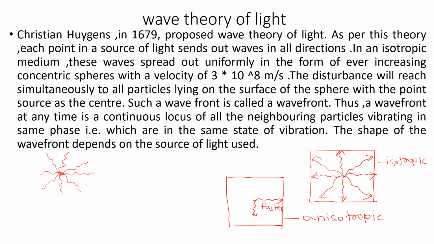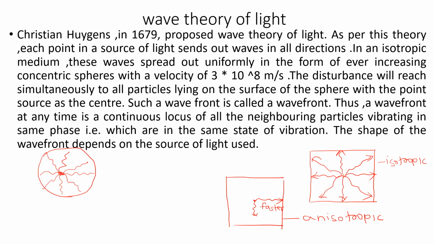So these secondary wavelets which are given out by this point are traveling with same velocity in all directions. So these waves will reach on a surface of a sphere, where what is the point of the center? The center is the source. The source is giving out secondary waves in all directions.